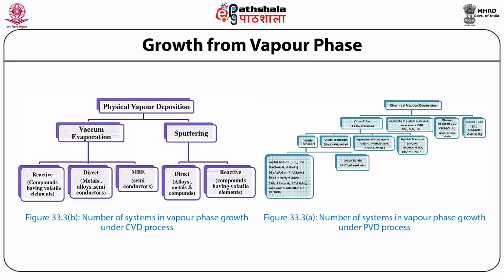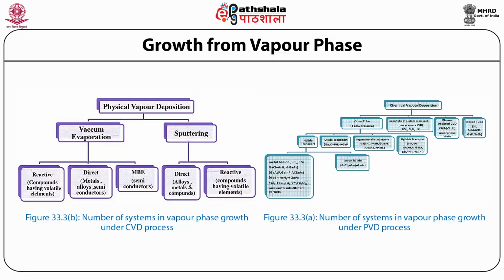Figure 33.3a shows number of systems in vapor phase growth under PVD process. For example, physical vapor deposition, that's PVD process, is bifurcated into two: vacuum evaporation and sputtering. In vacuum evaporation is included reactive, that is compounds having volatile elements. Second, direct evaporation means metals, alloys, semiconductors, and MBE for, that is molecular beam epitaxy for semiconductors.